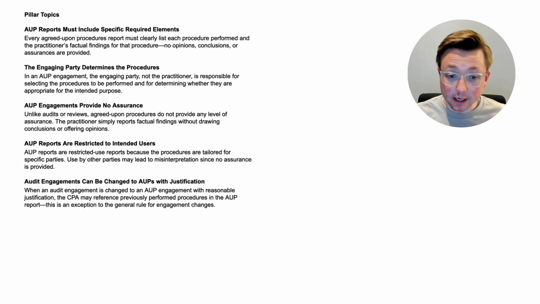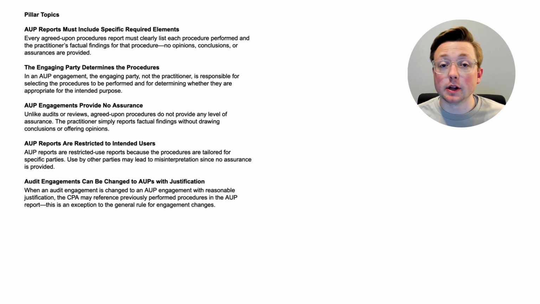Now let's talk about the engaging party determining the procedures. In an AUP engagement, the engaging party, not the practitioner, is responsible for selecting the procedures to be performed and for determining whether they are appropriate for the intended purpose. So unlike with an audit, where the auditor is using their own judgment, when you do an AUP engagement, the engaging party, not the practitioner/auditor, is determining the appropriateness of the procedures.